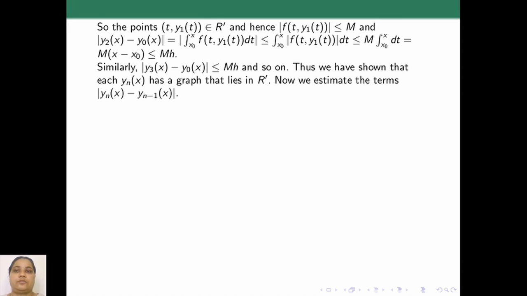Similarly, we get |y3(x) − y0(x)| ≤ Mh and so on. Thus, we have shown that each yn(x) has a graph that lies in R'. Now, we estimate the terms |yn(x) − yn−1(x)|.